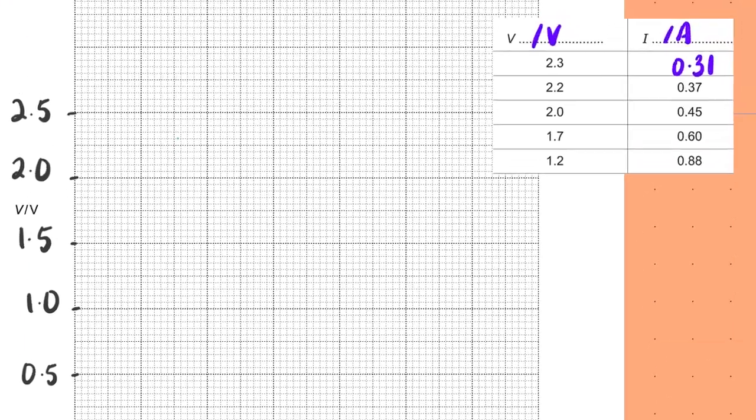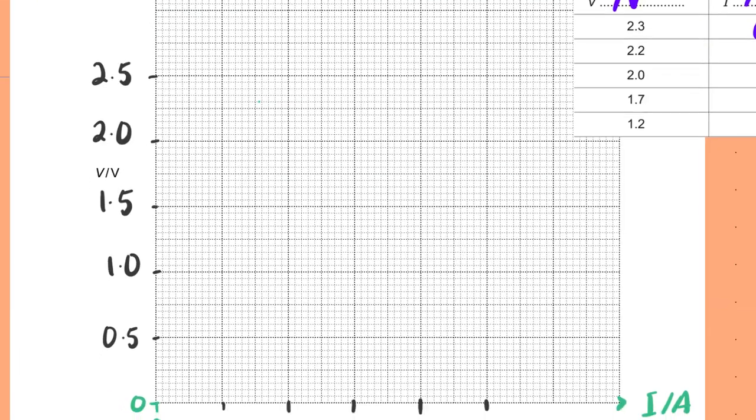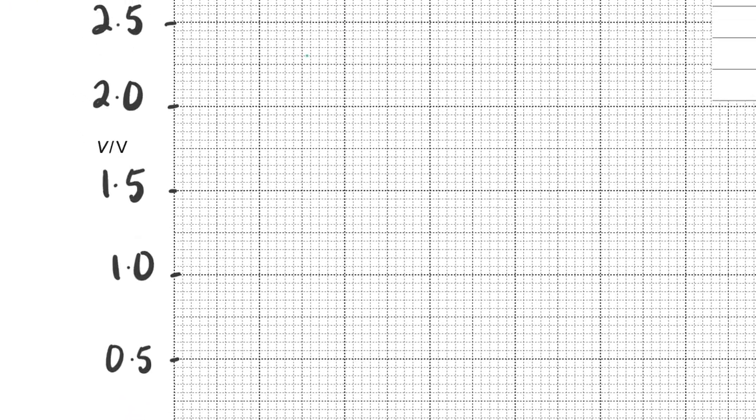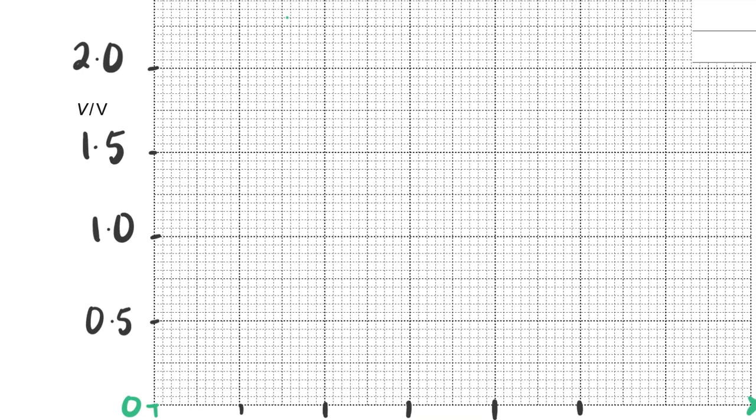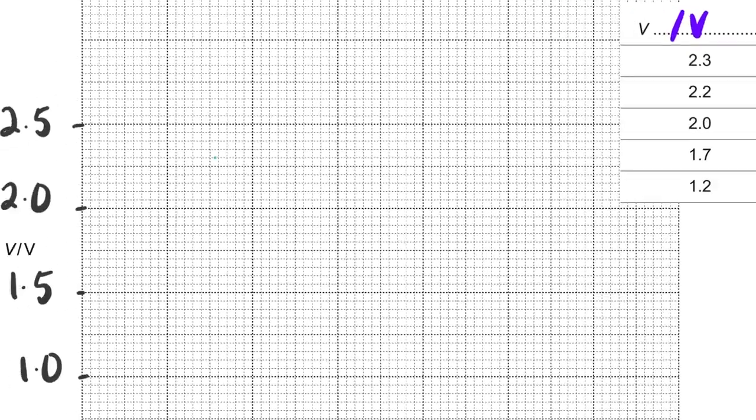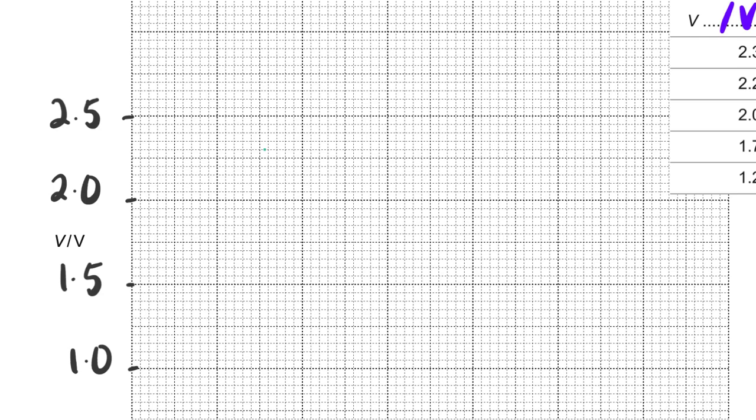Next, we have 2.2 and 0.37. So 0.37 would again be in the middle, right? 0.32, 0.34, 0.36, and then this is 0.37, and then goes up till 2.2. So 0.37 and 2.2 is going to be here, right? This is that next point.